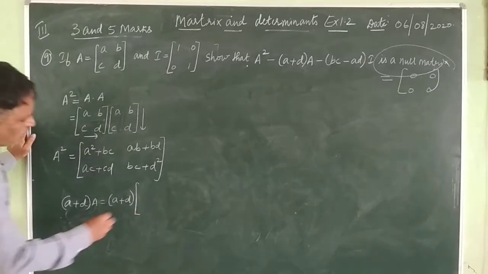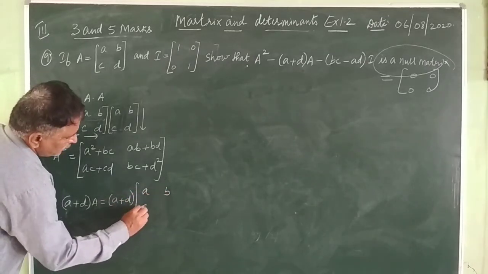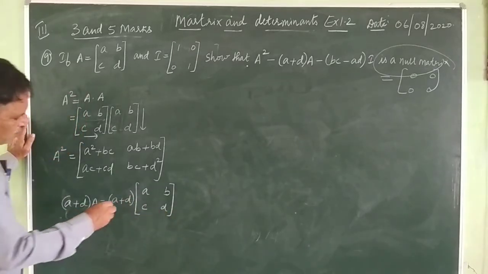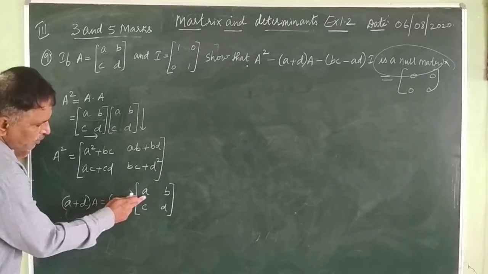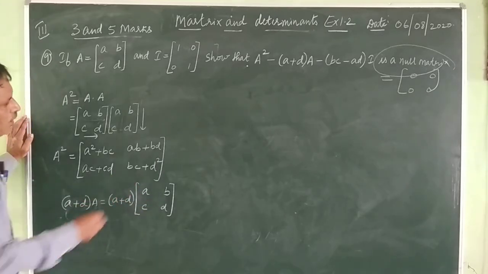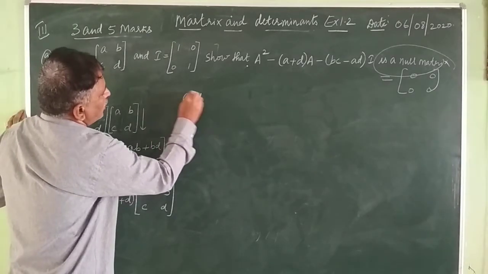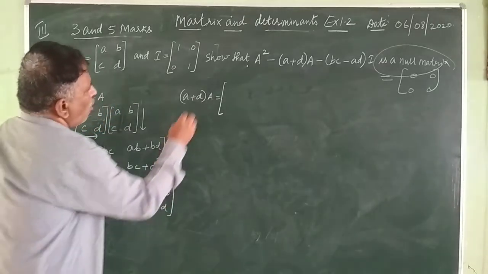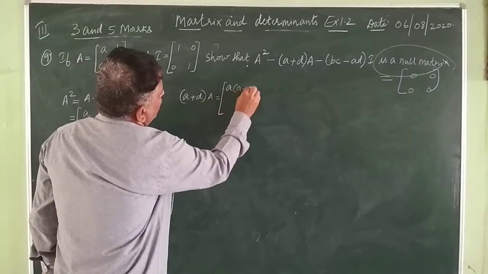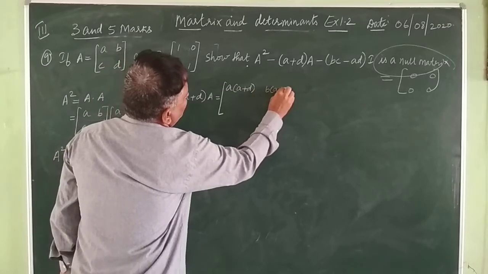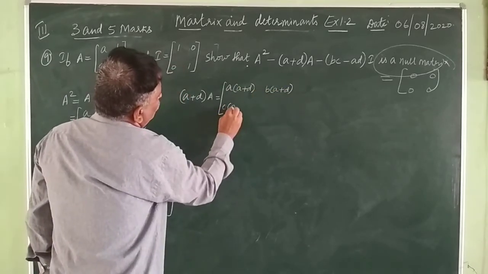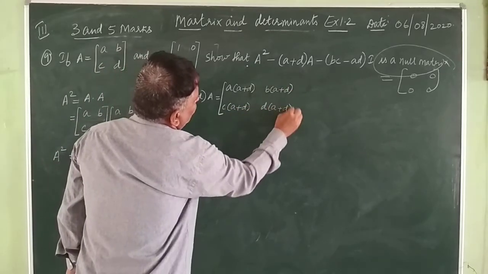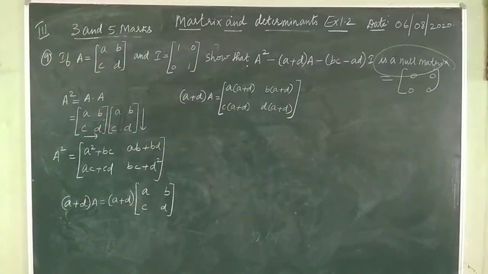Matrix A is [A, B; C, D]. Now this is scalar multiplication. That means A plus D should be multiplied with A, with B, with C and with D. So therefore (A plus D) of A is equal to [A(A plus D), B(A plus D); C(A plus D), D(A plus D)]. Okay, right? Yes.